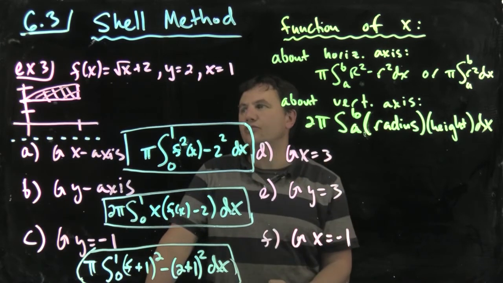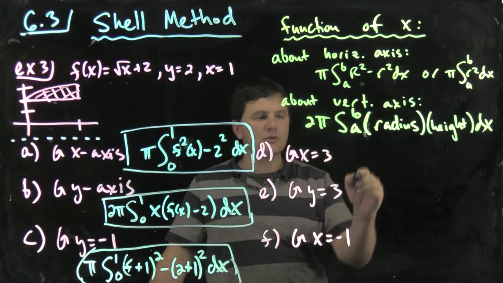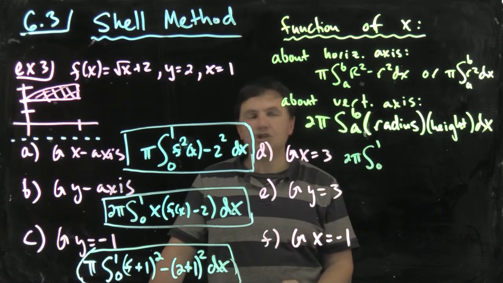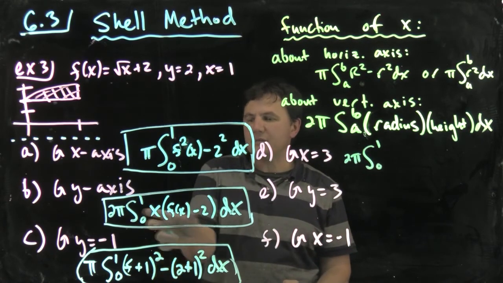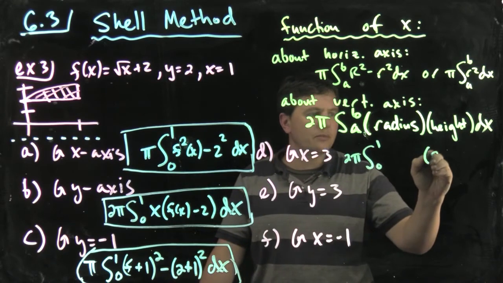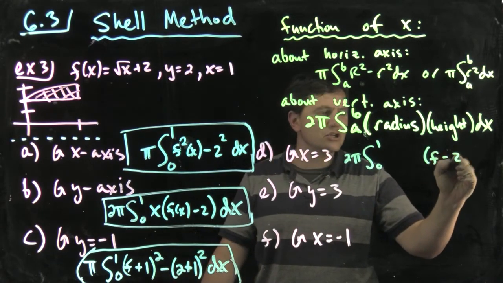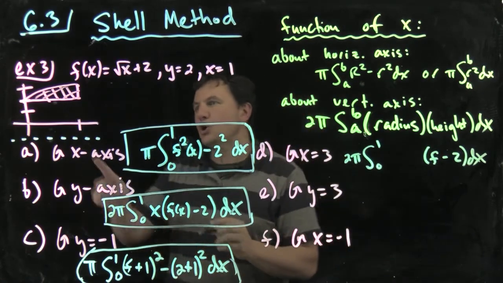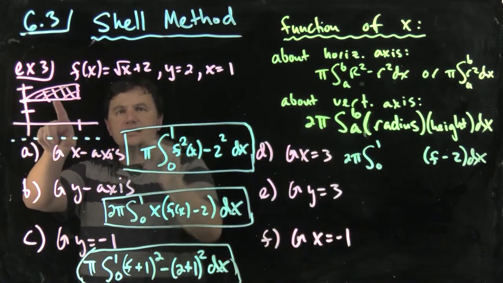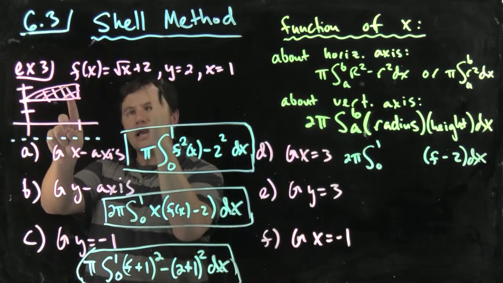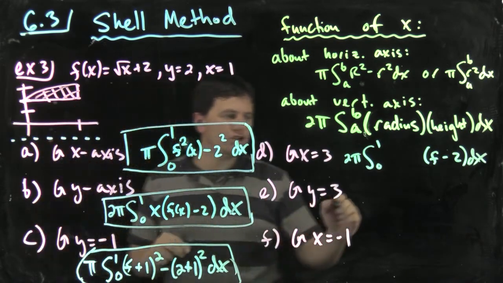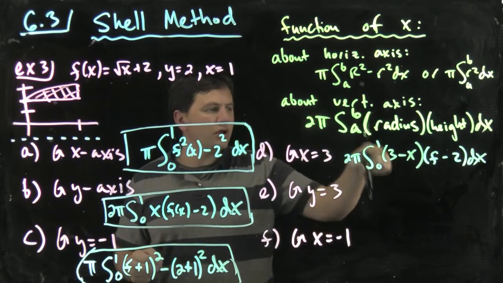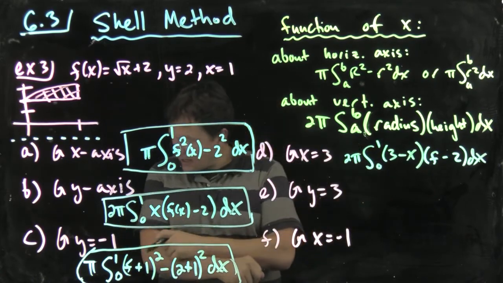Okay, x equals 3. We're back to a vertical line, so we're back to shell. So that'll be 2 pi, 0 to 1. That isn't changing. The height is going to be the same as it was here, so the height is still going to be f minus 2 dx. What's going to change is the radius. Since the axis is on the right, it's right minus our region, so this will be 3 minus x. And if you need to, plug in the values and test it out.